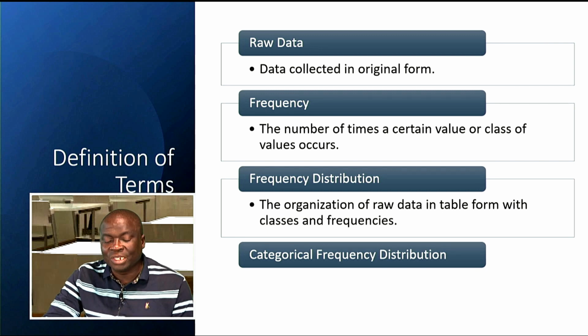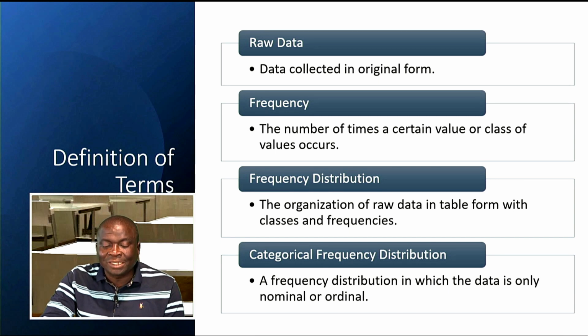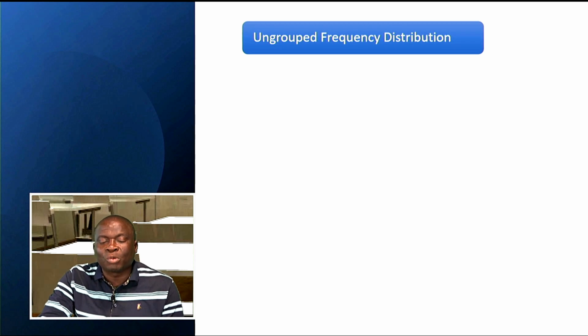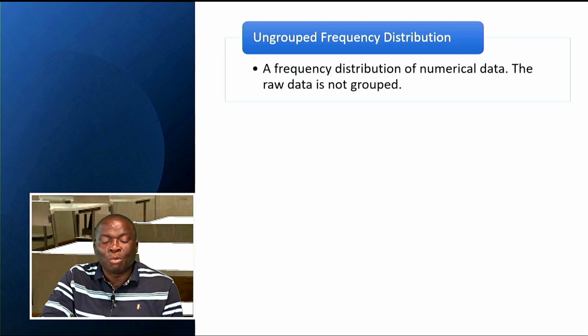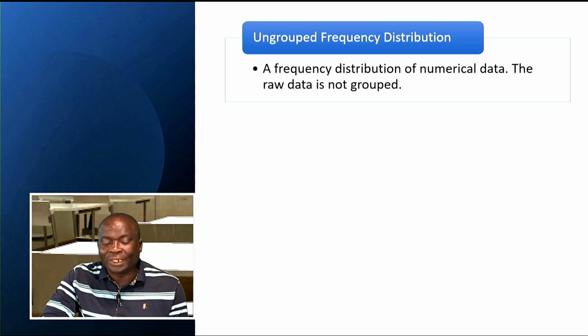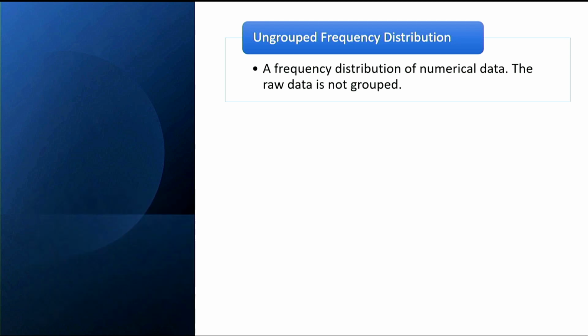Categorical frequency distribution: a frequency distribution in which the data is only categorical or ordinal. That is what we refer to as categorical data frequency distribution. So now we want to look at ungrouped frequency distribution: a frequency distribution of numerical data when we are dealing with the raw data that is not grouped. That is what we talk of as ungrouped frequency distribution.